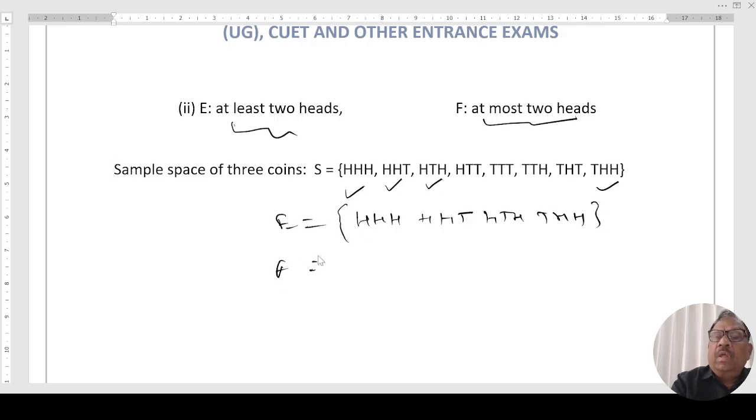F, at most में decreasing trend लेते हैं और at least में increasing trend लेते हैं. 2 भी possible है, 1 भी possible है, 0 भी possible है. 2 heads. This is. One is this. 2 heads. Then 1 head. H.